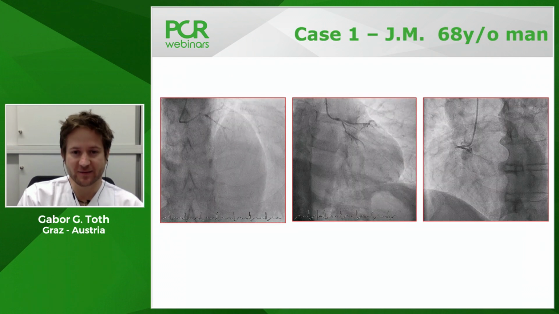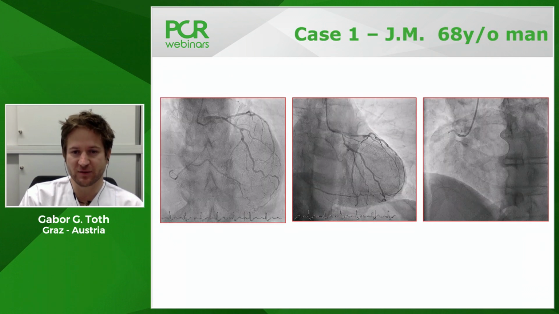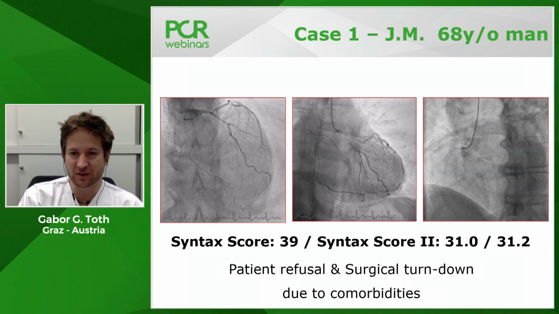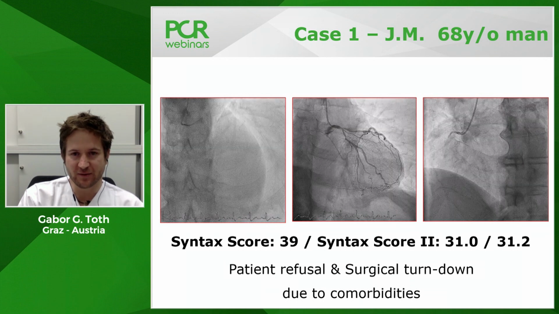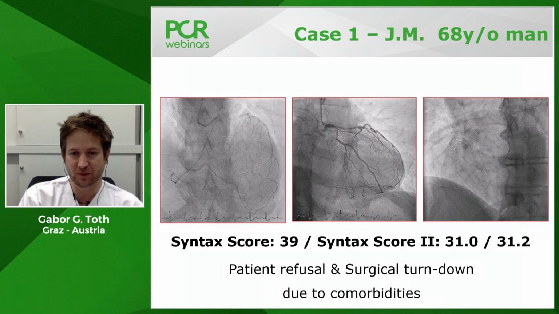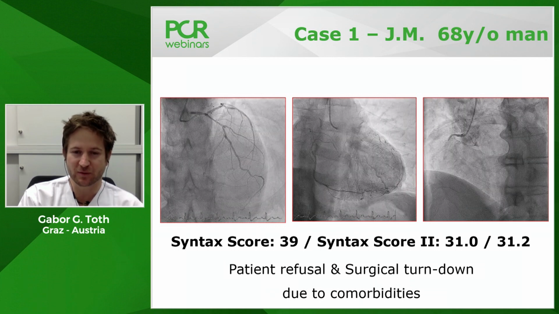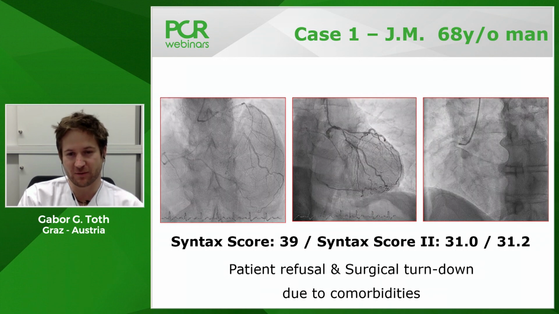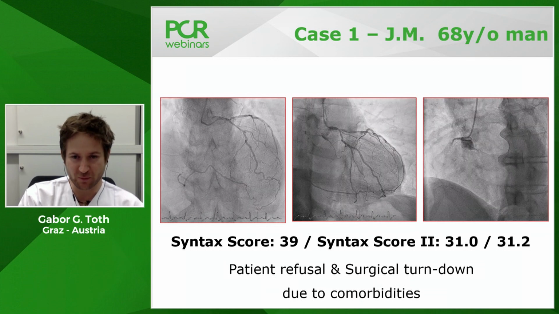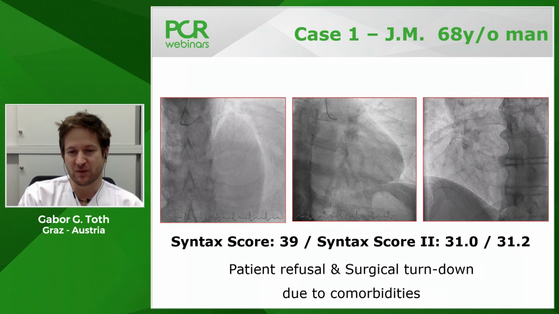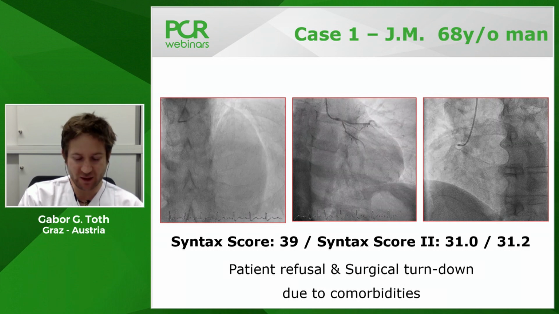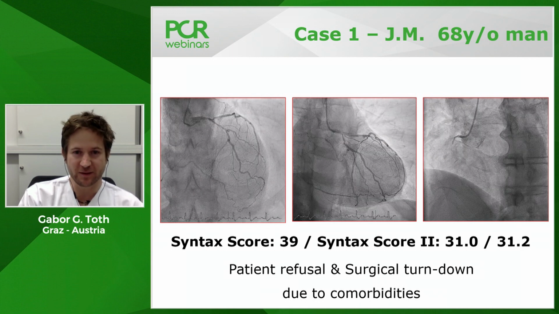Here on the next slide, you can see the angio of this patient demonstrating a CTO of the right coronary artery and extensive disease from the left main towards the LAD and towards the circumflex. Although the SYNTAX score is high, the patient refused surgery and the surgeons also turned down surgery due to comorbidities. So surgery is out of discussion. We had to go on with PCI in this case.